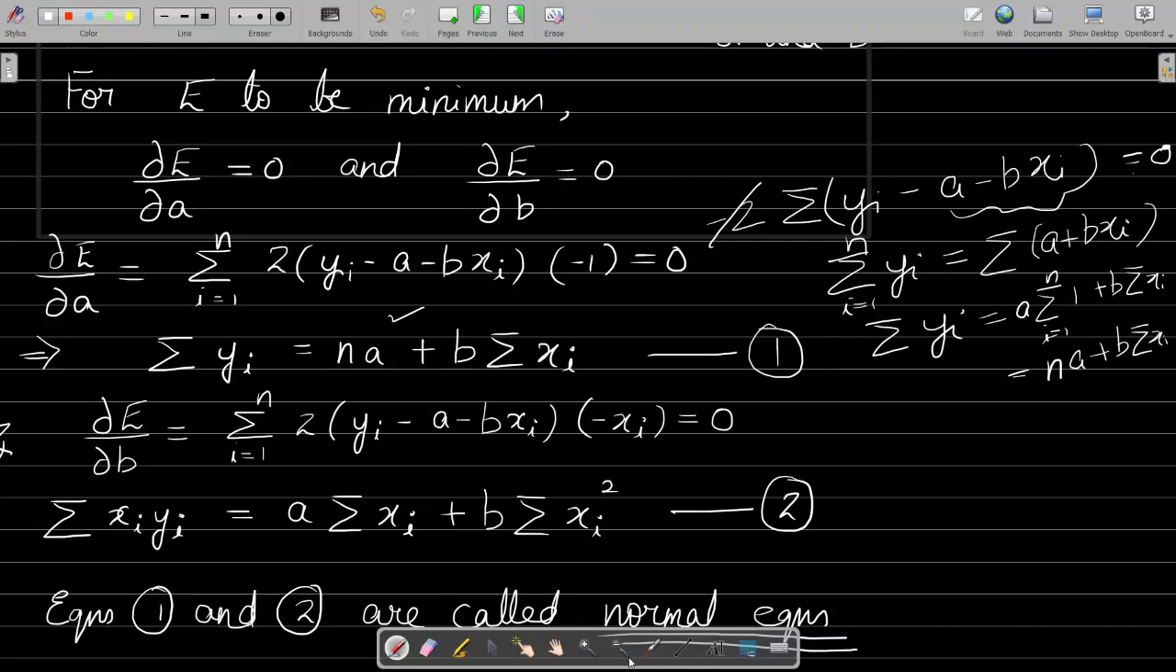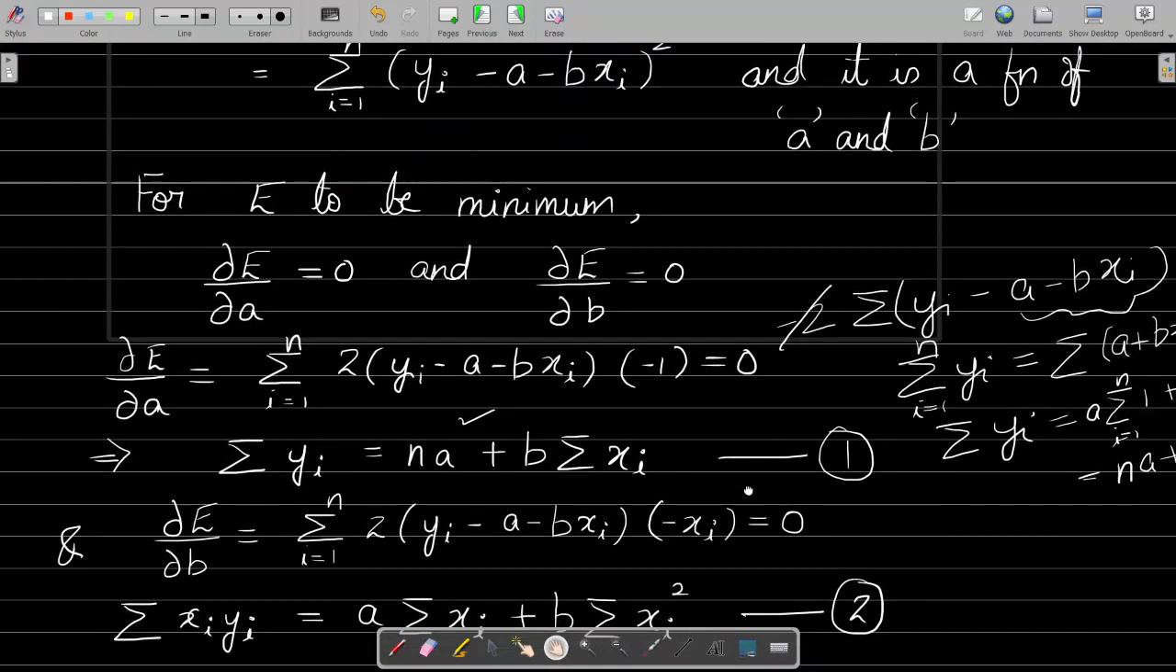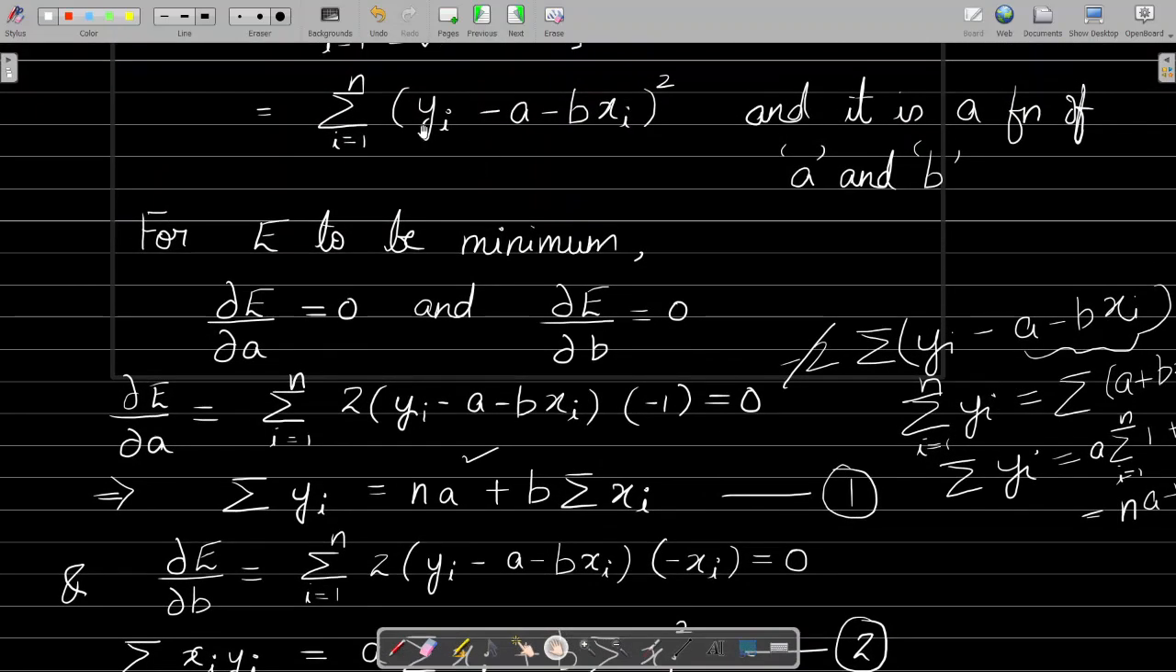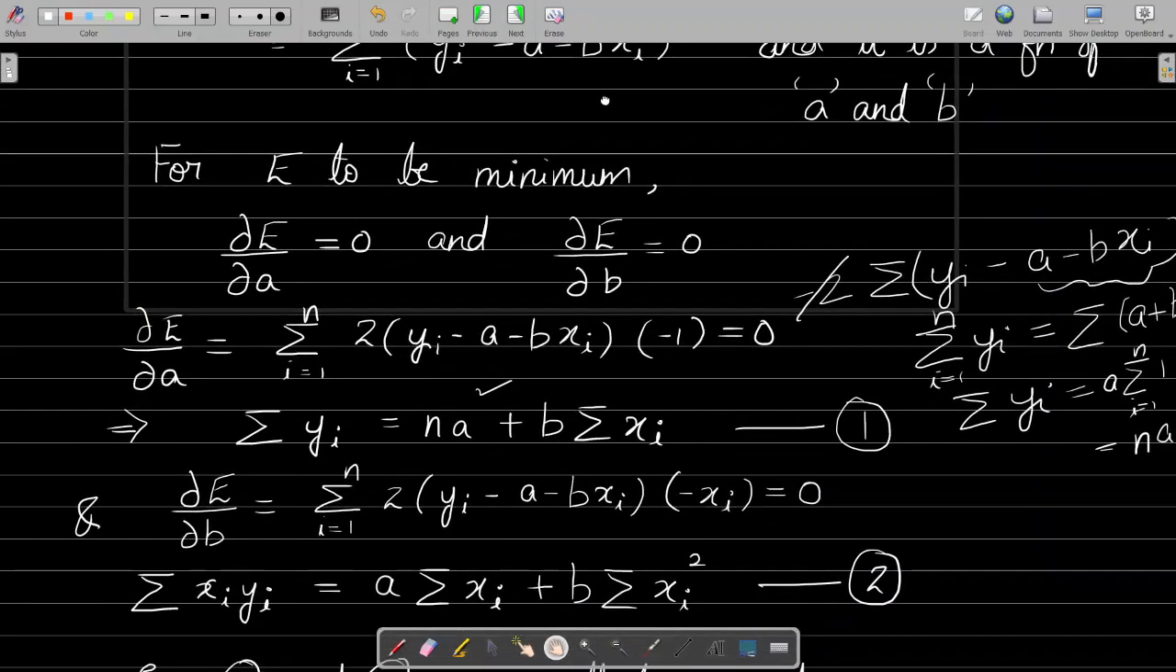Now dou e by dou b equal to 0. Suppose I'm finding the partial derivative of this with respect to b. This is the only variable here, b. All the other terms are constant. So what happens? We have some term squared. So 2 times yi minus a minus bxi, the whole thing, into dou by dou b of this term. So dou by dou b of yi is 0, dou by dou b of a is 0, and dou by dou b of minus bxi comes out as minus xi.